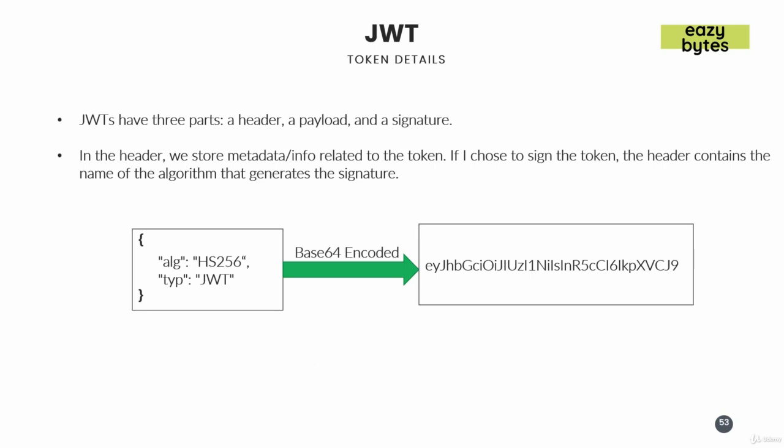So if you look at the header part, usually we use the header to store the metadata or info related to the token, like what type of algorithm I have used to generate the signature of my token, or what is the type of token, is it a JWT or any other token type, etc. Initially when we generate a token, this is how the data looks. Before sharing to the client, that will be converted into base 64 encoded so that people on the other side can easily decode using base 64.